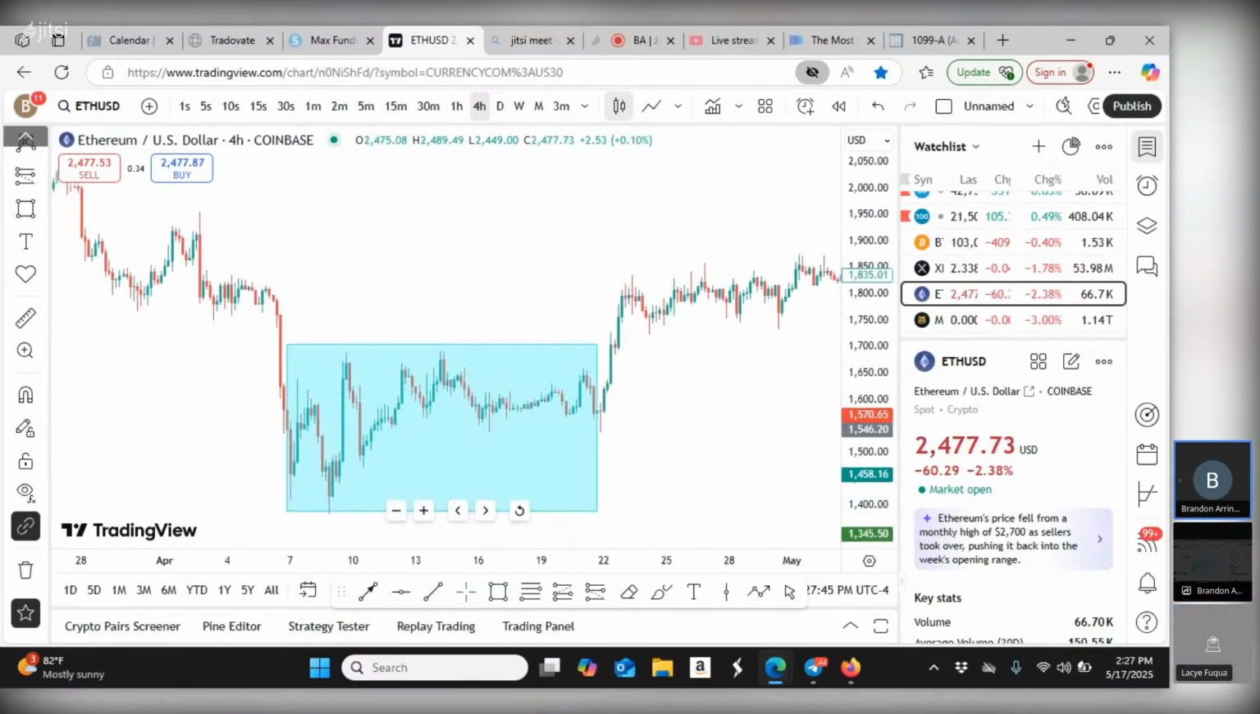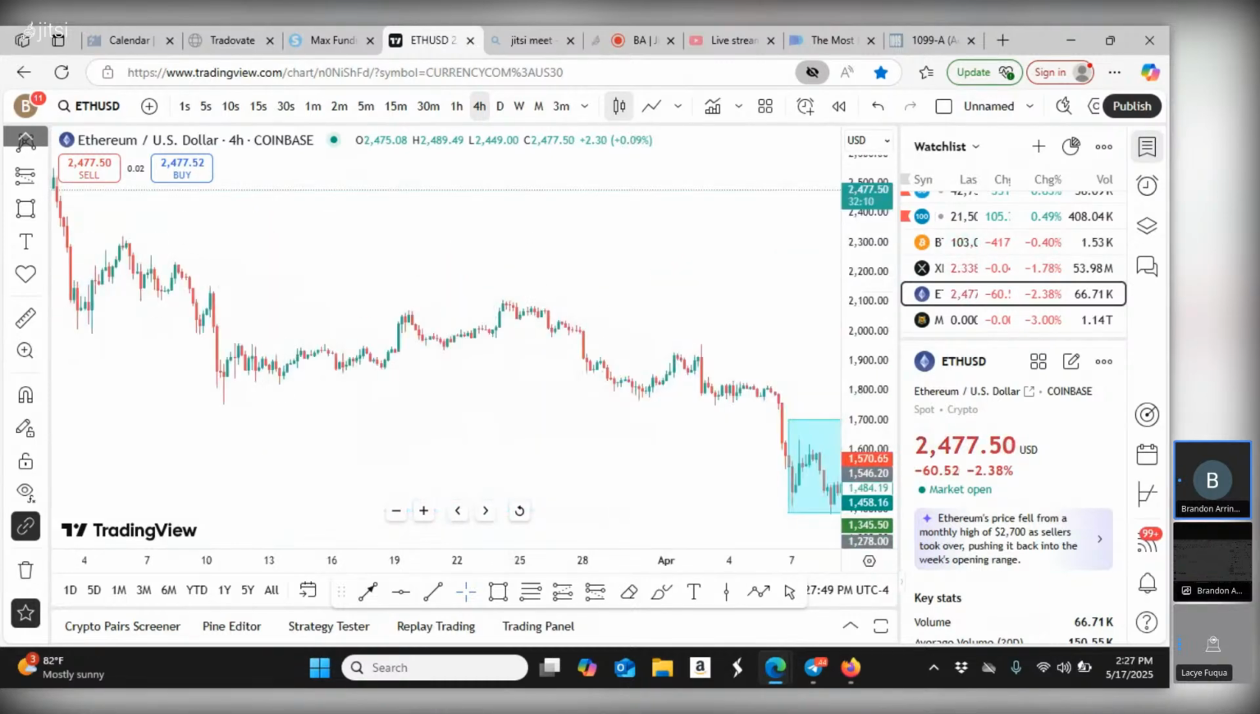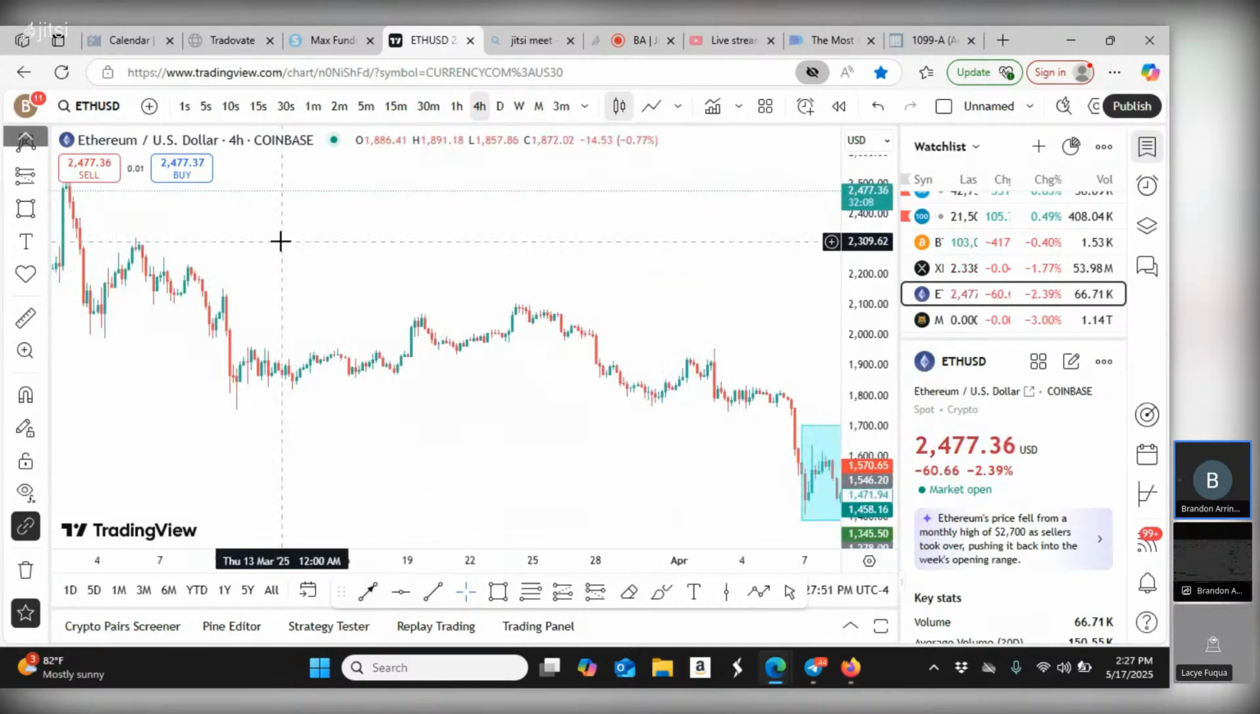It accumulated. Depending on how long price accumulates and goes sideways like that. Let me go take one out.